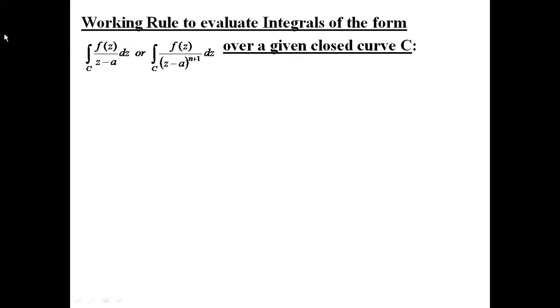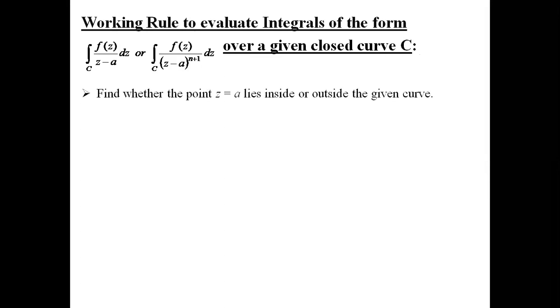So either the integral will be of the form integral over C f of z by z minus a dz, or it will be of the form f of z by (z minus a) whole power n plus 1 dz. The first integral will be an application of Cauchy's integral formula, and the second will be an application of generalized Cauchy's integral formula. And this we are going to evaluate over a given closed curve C. So let's know the working rule now.